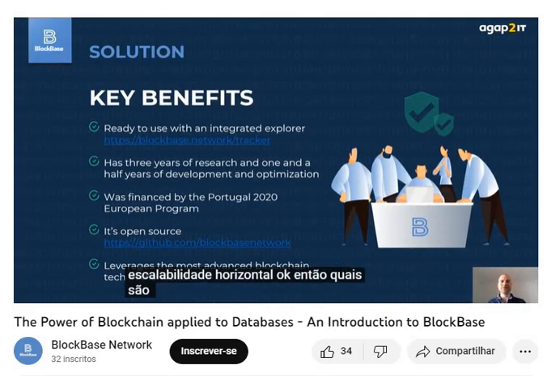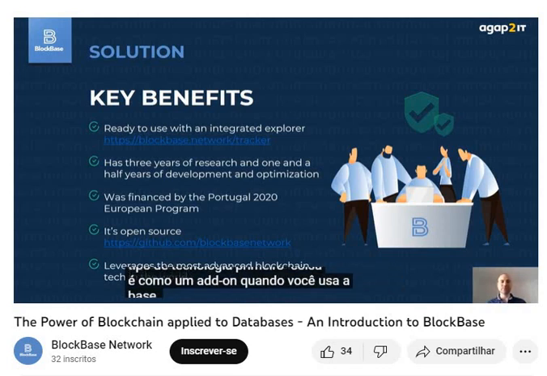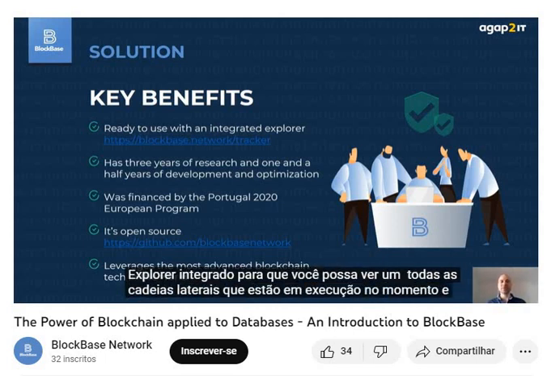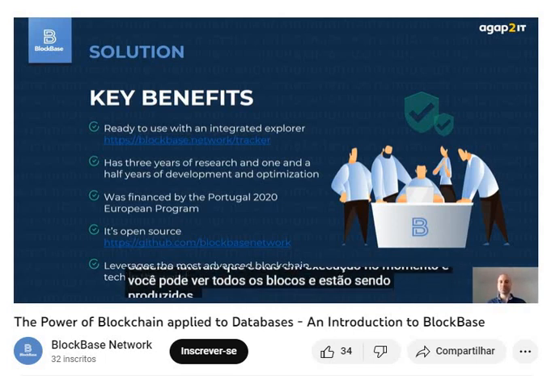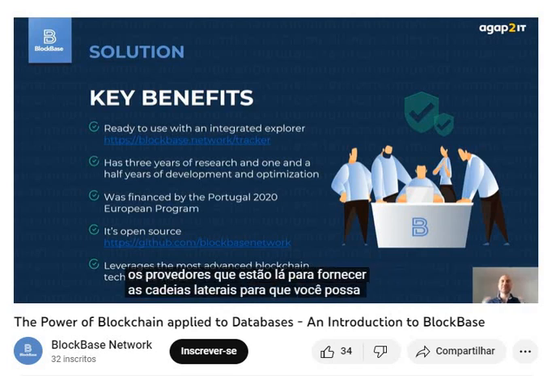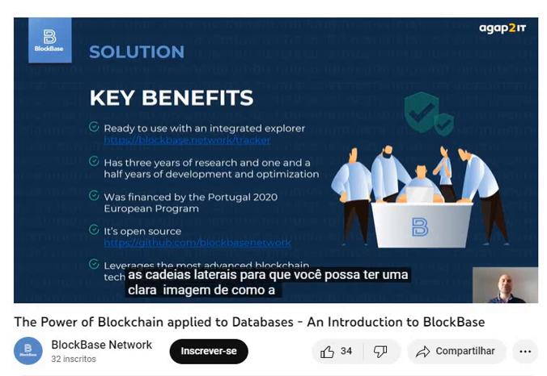Okay, so what are the key benefits of running this type of technology? The first thing is just like an add-on. When you use BlockBase, you've got already built integrated explorers, so you can see all the side chains that are currently running, and you can see all the blocks that are being produced. You can see the entities that are issuing side chains, and you can see the providers that are there to provide the side chains. So you can have a clear picture of how the network is at one moment.